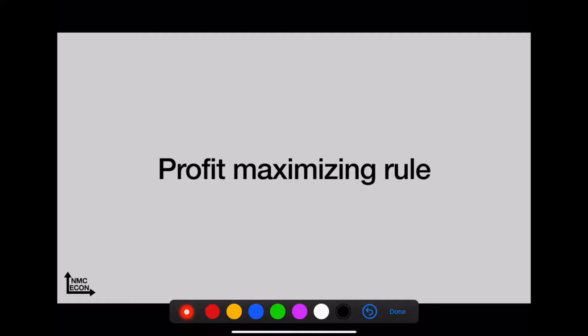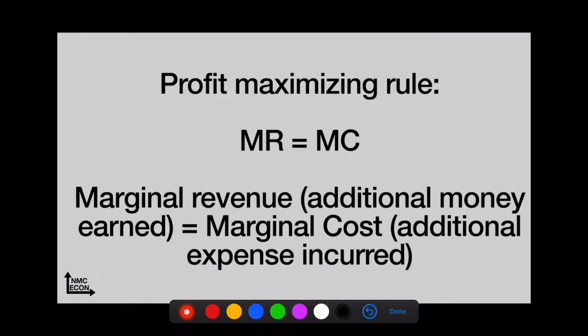Profit maximizing rule. You'll see this a ton. MR equals MC. That's it. When marginal revenue equals marginal cost for perfect competition, we have profit maximizing. It'll always tell you the output that a firm should choose, but it doesn't necessarily guarantee you'll find the price, especially in oligopolies and monopolies and monopolistic competition.